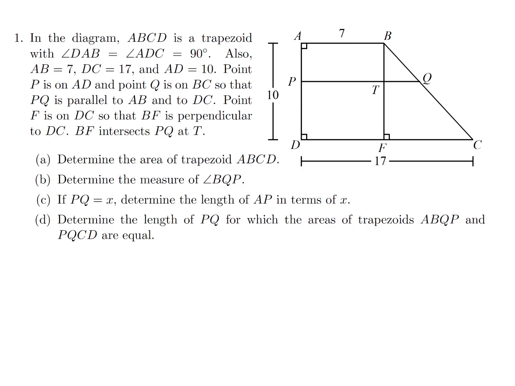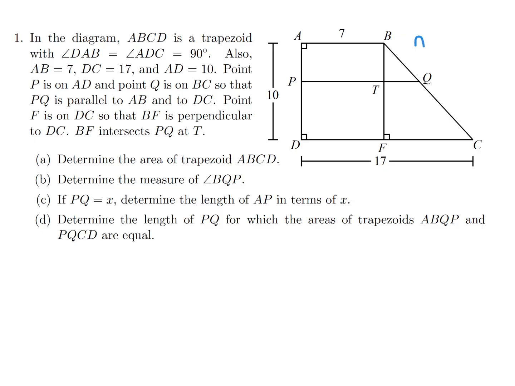In the diagram, ABCD is a trapezoid. Angle DAB is equal to angle ADC, equal to 90 degrees. Also, AB is 7, DC is 17, AD is 10. Point P is on AD, Q on BC. PQ is parallel to AB and to DC. Point F is on DC, so that BF is perpendicular to DC. BF intersects PQ at T. Determine the area.